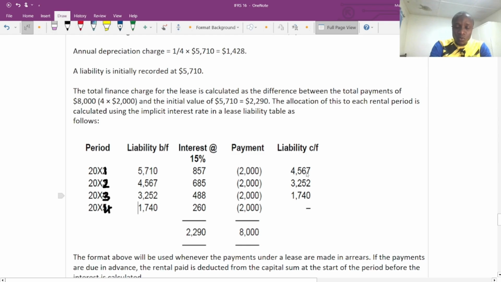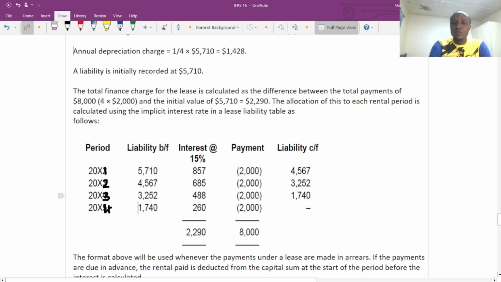And year two, the opening liability will be 4567. The closing liability of year one will be the opening liability of year two, which is very simple and common to understand. Now we need to calculate 15% of the opening liability for year two, and we are going to increase the liability by this 15%.